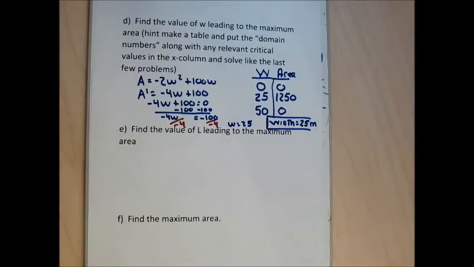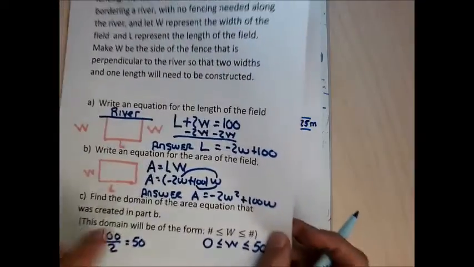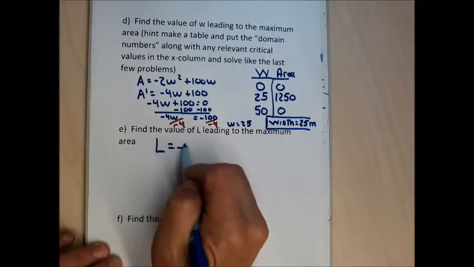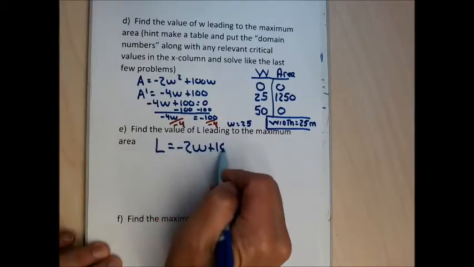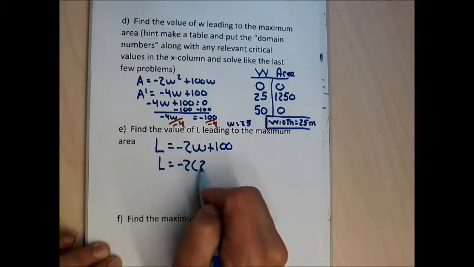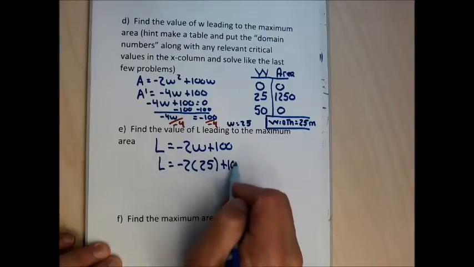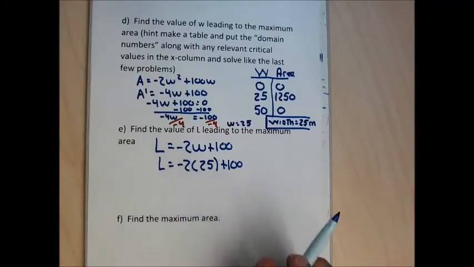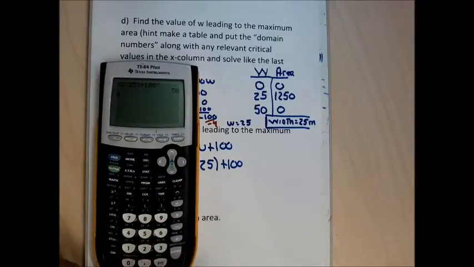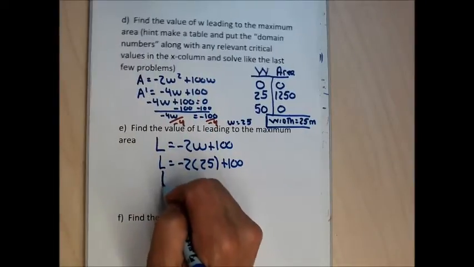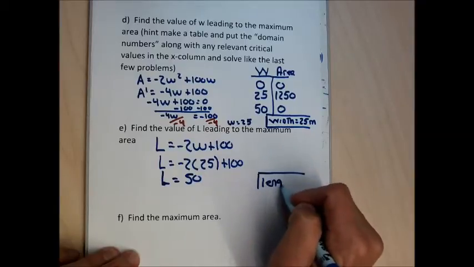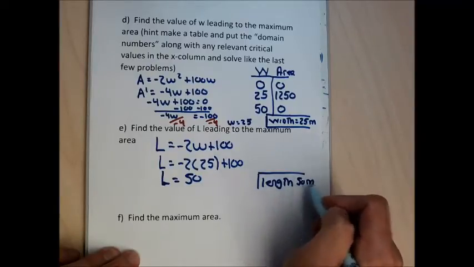Part E wants me to find the length that gives the maximum area. I'm going to use the formula length equals -2W plus 100 that we created on the last sheet of paper doing part A. And into that equation, I'm going to plug 25 for the W. So I'm going to get length equals -2 times 25 plus 100. And that's going to come out to 50, but I'll do it on my calculator because I like that. -2 times 25 plus 100 gives me 50. The answer to part E is the length is 50 meters.